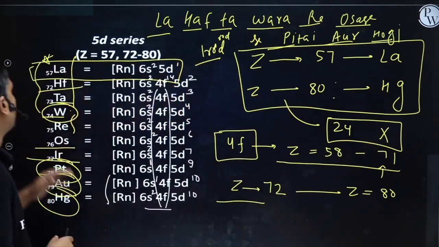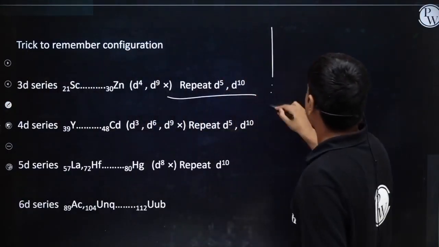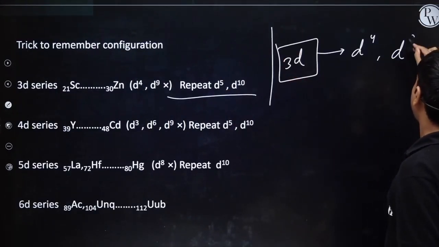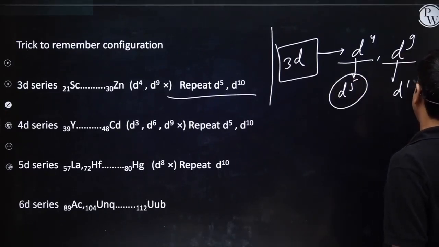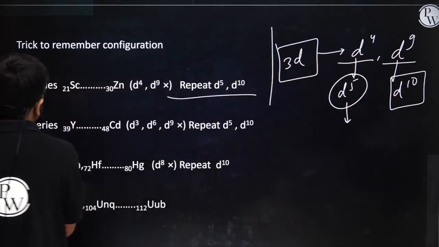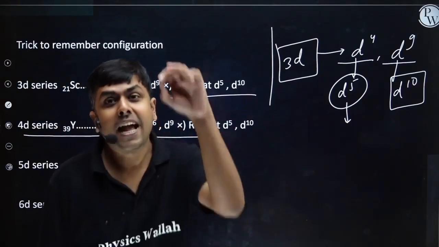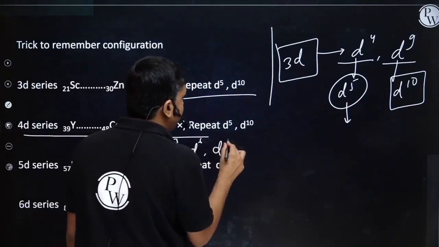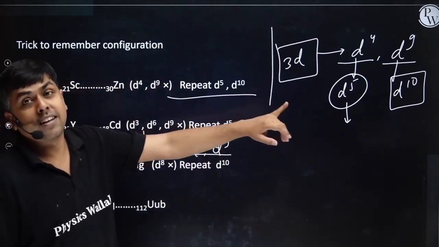Students, let's move ahead. Trick to remember the configuration. In the 3D series, we won't use the configuration D4 and D9. Instead of D4, use D5. Instead of D9, use D10. Repeat D5 twice and D10 twice. Am I clear? Next, the 4D series. In the 4D series, I'm not going to use D3, D6 and D9 configurations. They are not used, so repeat the D5 and D10 configurations.